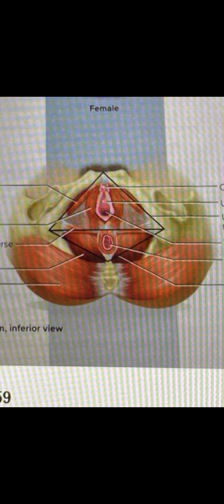Next slide. This is the female, but the ischiocavernosus is located on the side, kind of in the groin area, right here. Then the bulbospongiosus is located on the rim of the genitalia. And then the levator ani is closer towards the anus, and it's a muscle on the side it's indicating.